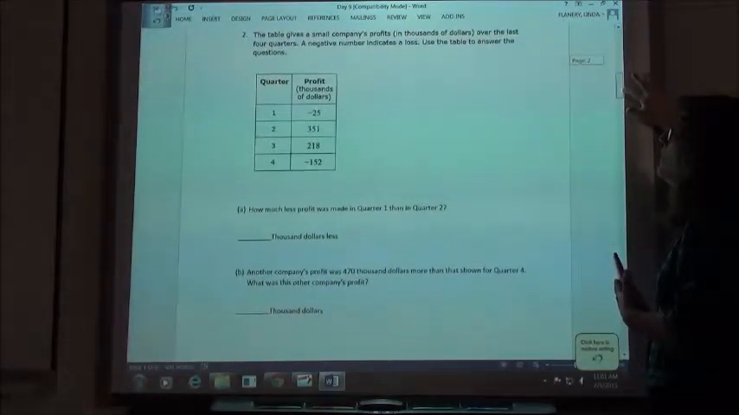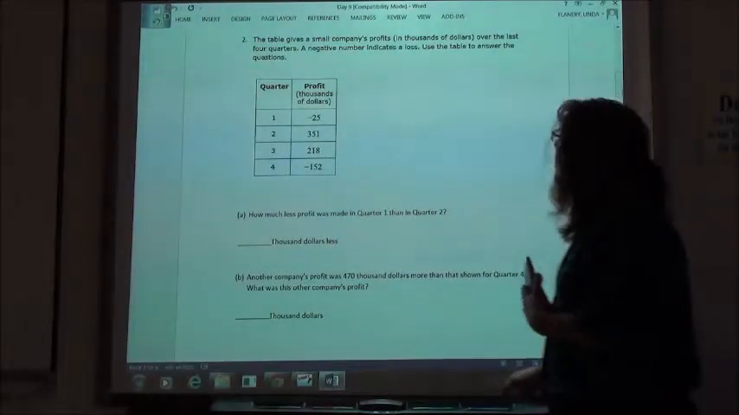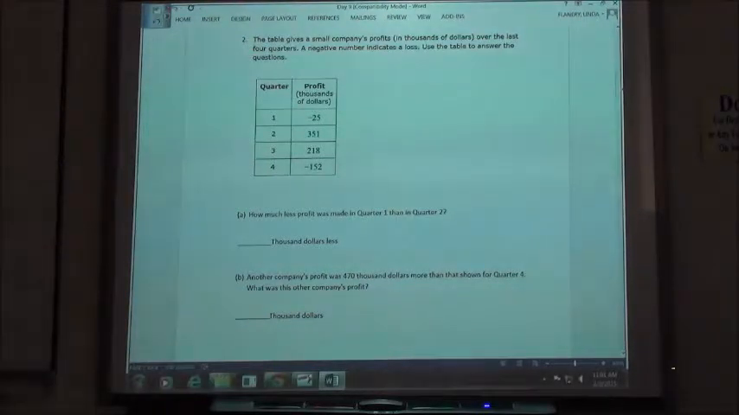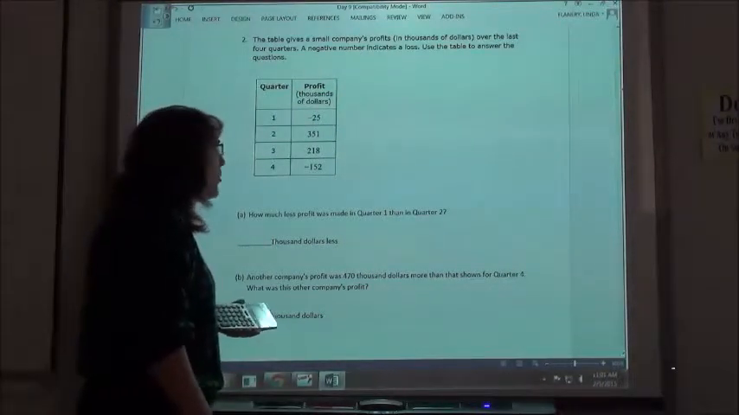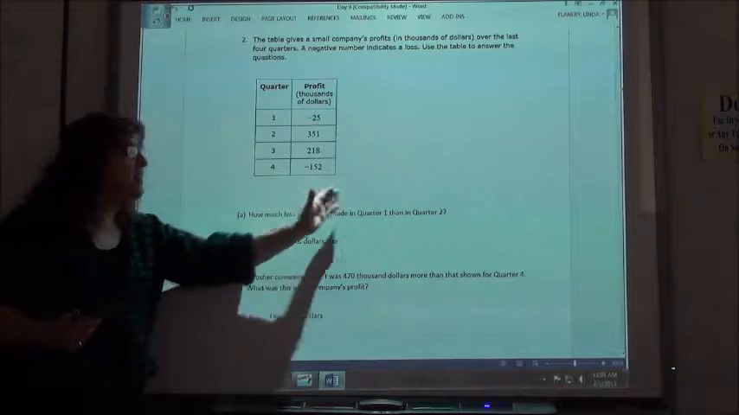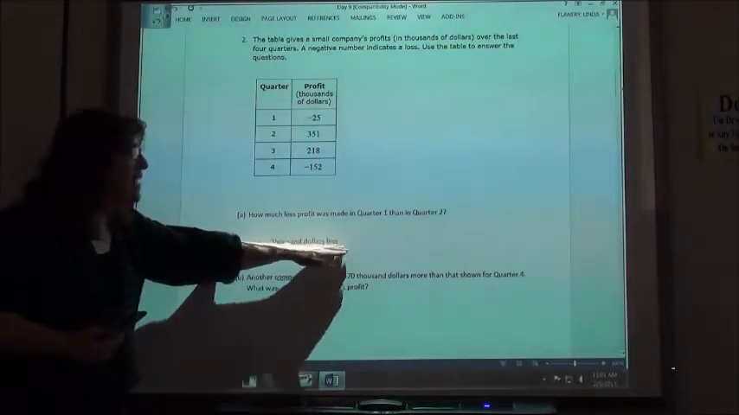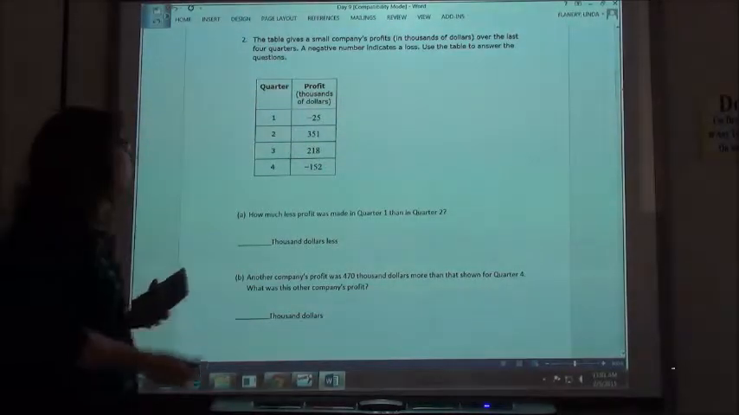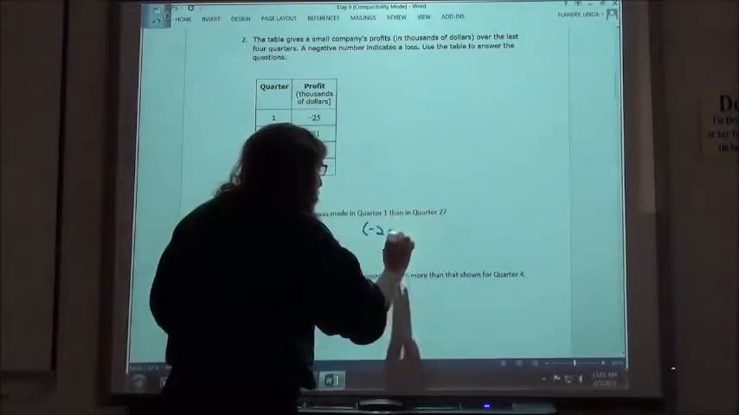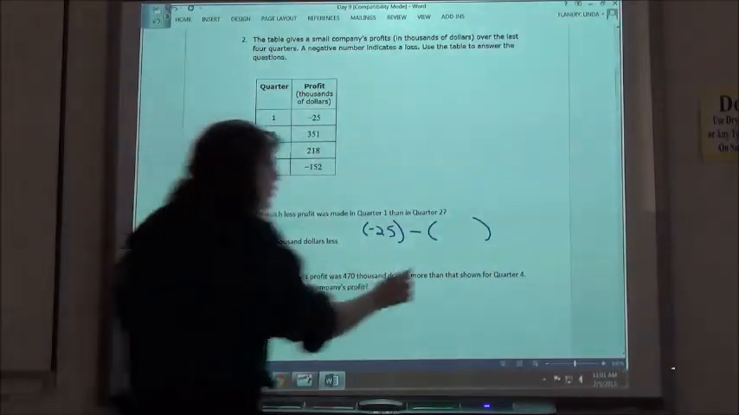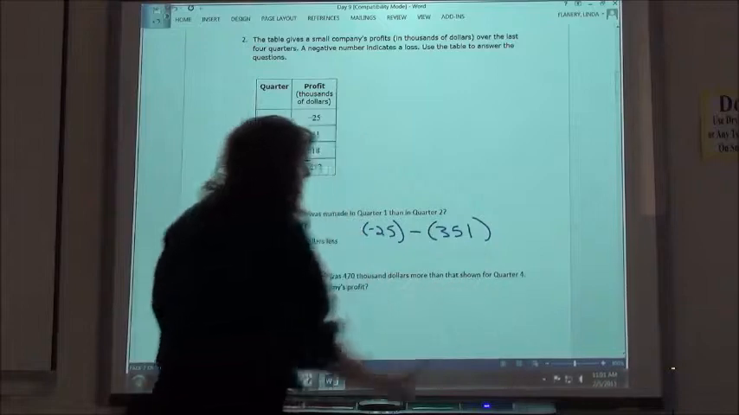The second one, the table gives a small company's profits in thousands of dollars over the last 4 quarters. A negative number indicates a loss. Use the table to answer the question. How much less profit was made in quarter 1 than in quarter 2? Again, I'm trying to find the difference between the two profits. So I'm going to subtract. Since it says less, I'm going to end up with a negative answer. Quarter 1 was at negative 25. I'm going to subtract quarter 2. Quarter 2 is at negative 351.